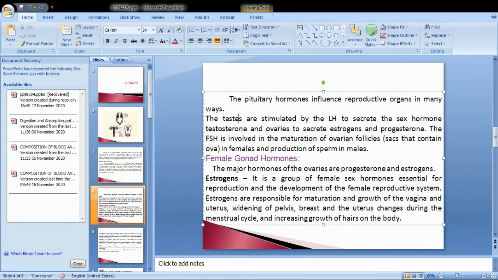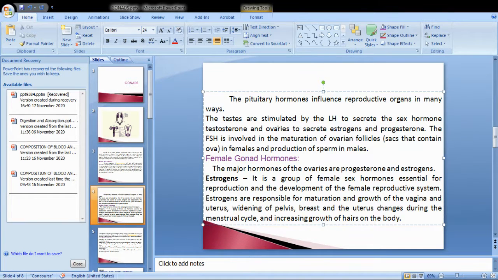Follicle stimulating hormone is involved in the maturation of ovarian follicles. Ovarian follicles means sacs that contain ova, in females, and production of sperms in males. The follicle stimulating hormone is involved in maturation of ovarian follicles in females and production of sperms in males. Now let us discuss female gonad hormones.